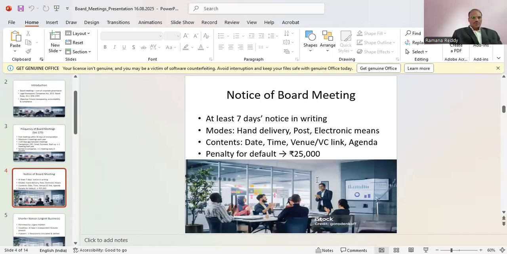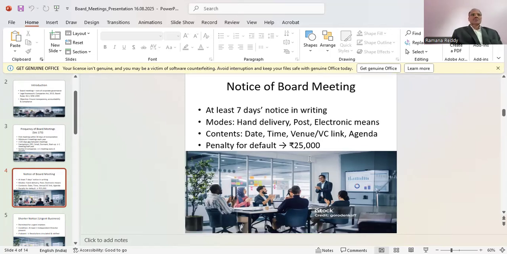Now we'll move on to notice of board meeting. A board meeting must be called by giving at least 7 days of written notice to each director at their registered address with the company, via hand delivery or post or electronic means. Failure to give notice by a responsible officer attracts a penalty of 25,000 rupees.